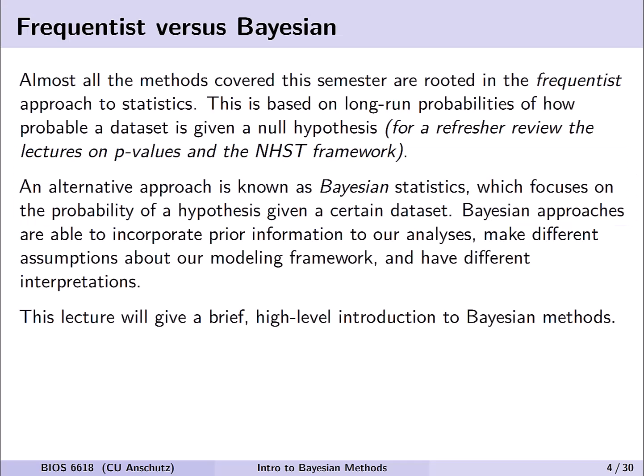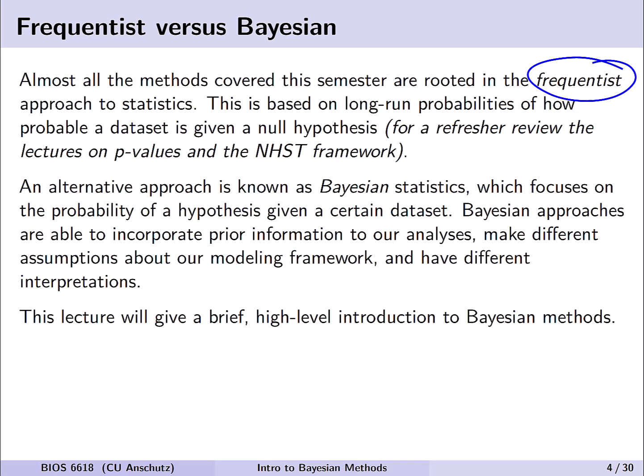Let's start by comparing frequentist versus Bayesian statistics. Almost all of the methods we've covered this semester have been rooted in a frequentist approach to statistics. This is based on those long-run probabilities of how probable a dataset is given a null hypothesis. Really, for a refresher of the concepts behind this, refer back to our lectures on p-values and that null hypothesis significance testing or NHST framework from earlier in the semester.